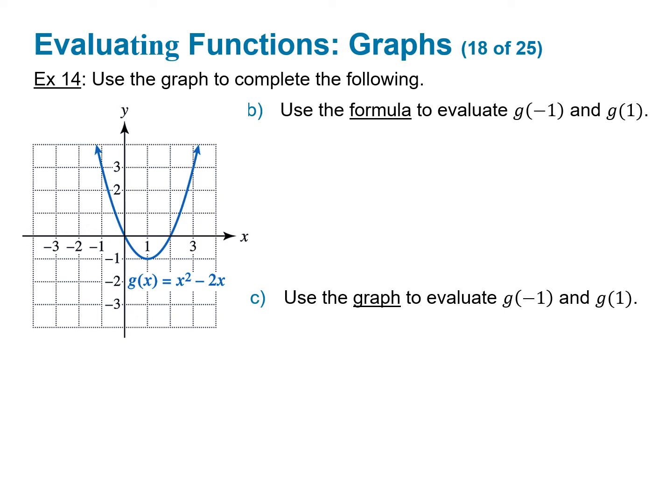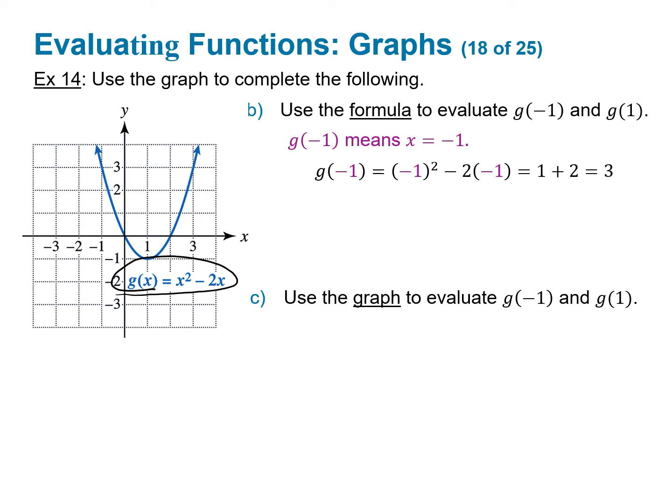All right, use the formula this time to evaluate g of -1 and g of 1. So again, g of -1 means that x is -1. So we plug in -1 for all of the x's in the equation. So g of -1 equals -1 squared minus 2 times -1. -1 squared is +1. Negative 2 times negative 1 is positive 2. 1 plus 2 is 3. So that's our output.